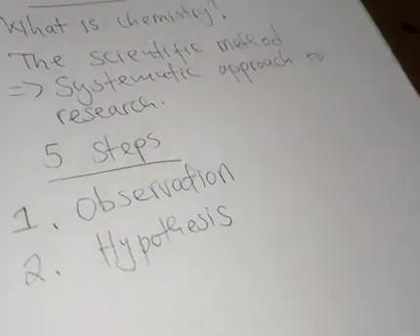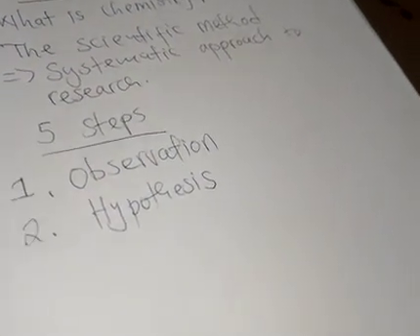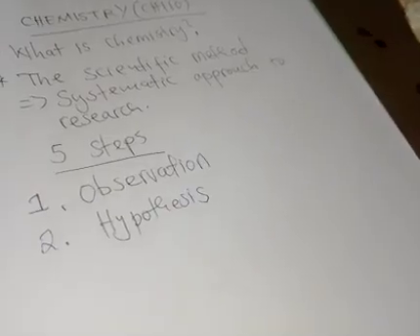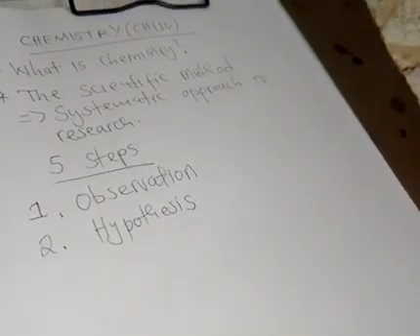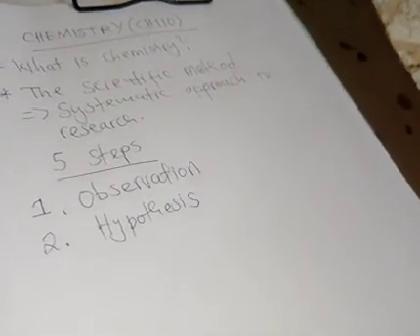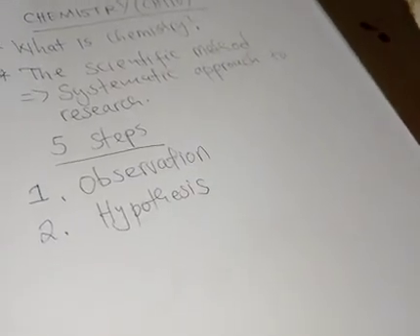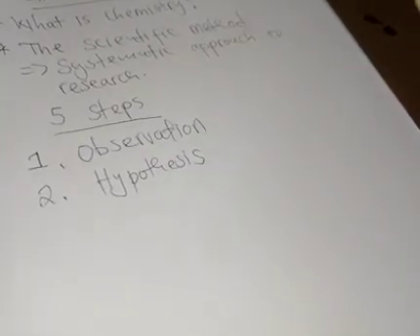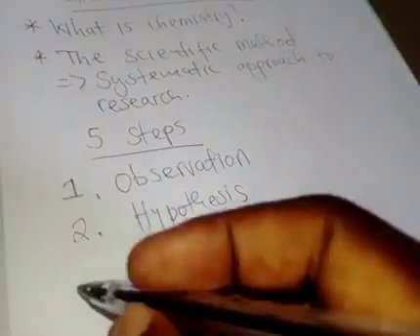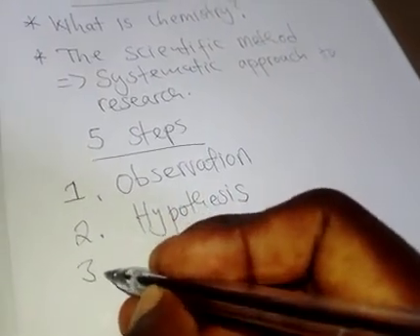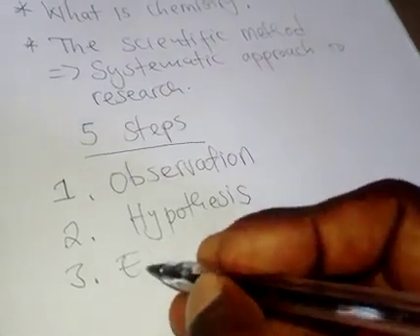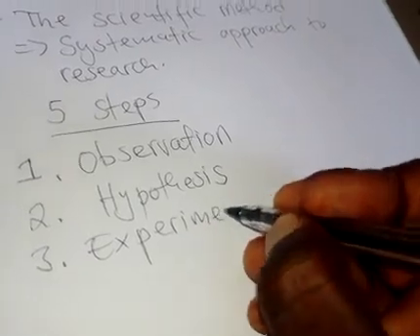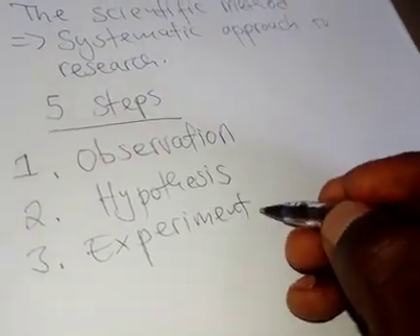So that's the second step. A hypothesis is simply a tentative explanation based on a set of observations. So you observe something, and when you observe, you come up with a hypothesis, which is an explanation based on a set of observations. After that, in order to test the validity of your hypothesis, you conduct experiments.